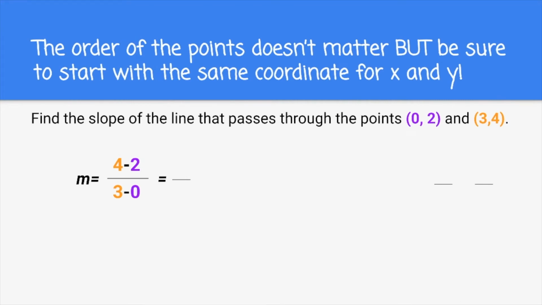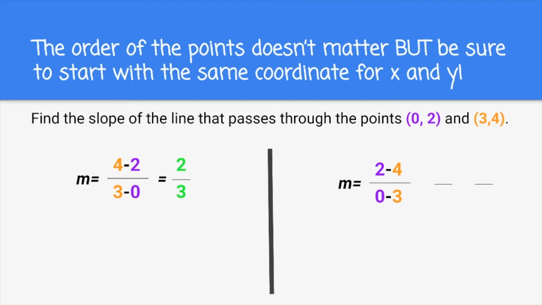So the order of the points doesn't matter when you're subtracting, but you have to start with the same coordinates for x and y. So I'm going to use those same coordinates that we've been working with, but this time I'm going to color code, and I'm going to do the first point as purple and the second coordinate as orange. So in this example, I'm going to start with the orange coordinate. So I'm going to do 4 minus the purple 2 over the orange 3 minus the purple 0. So 4 minus 2 is 2, 3 minus 0 is 3, so my slope is 2/3.